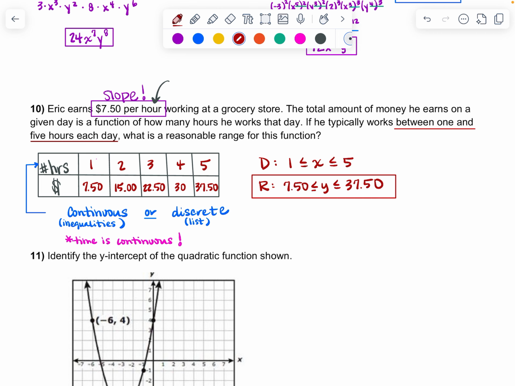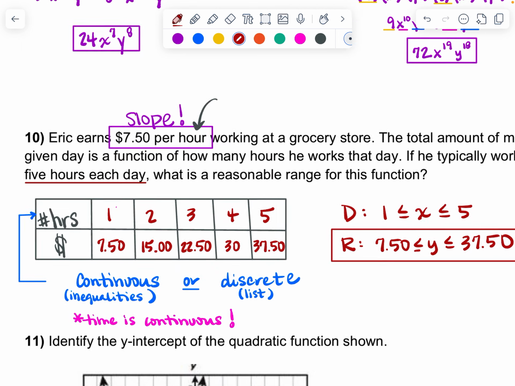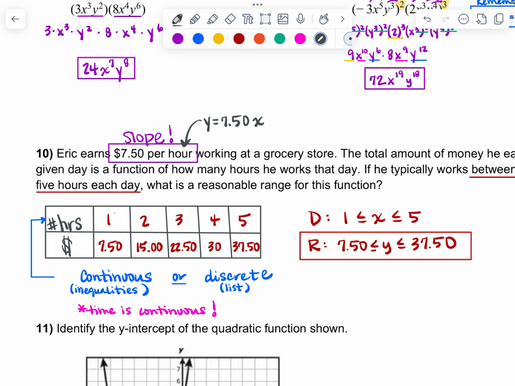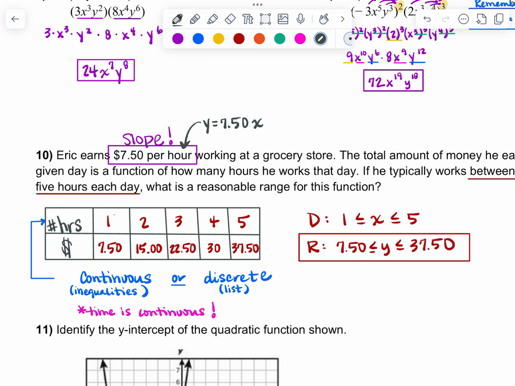You could also, if you want, use the 7.50 per hour to write the function, which would be y equals 7.50x. And you can plug in the 1, 2, 3, 4, 5 into the function, and you would get the exact same values. Okay.